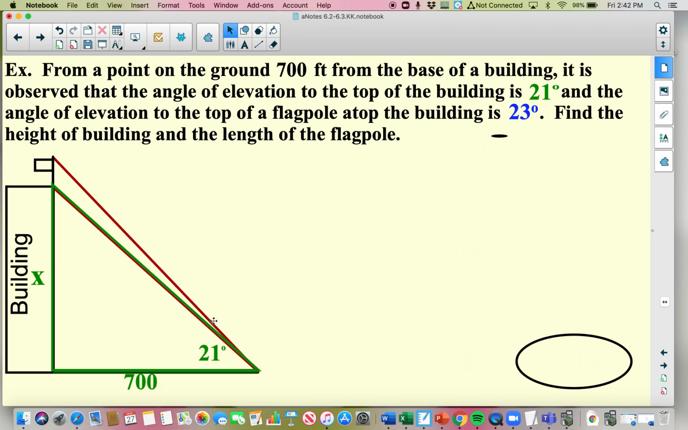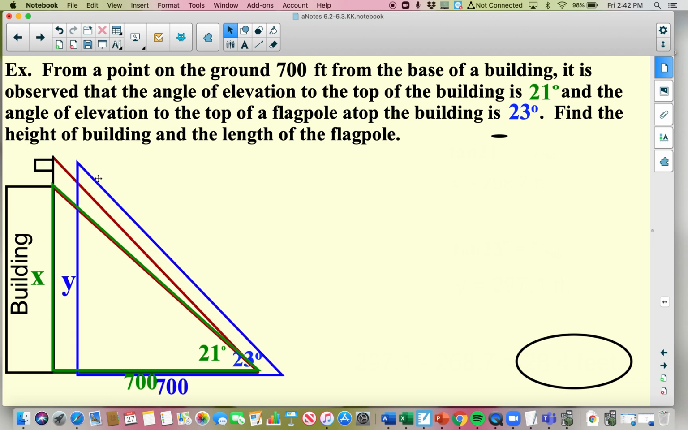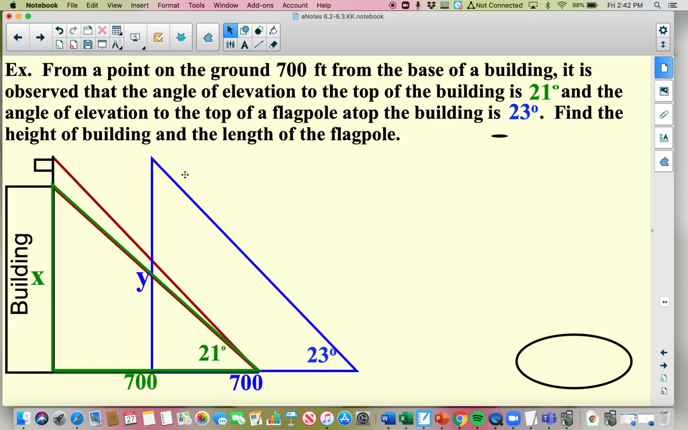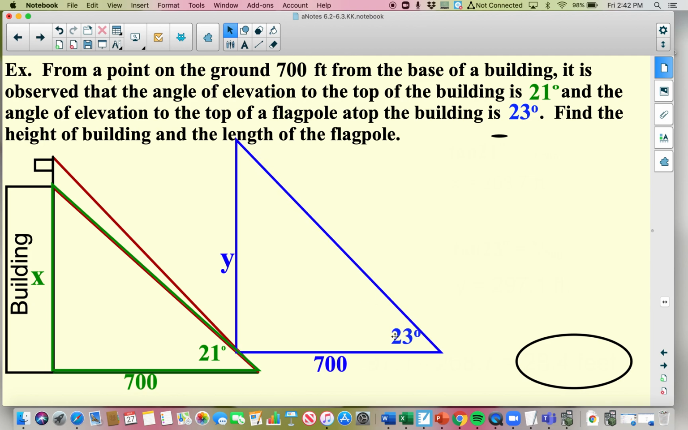Okay, the angle of elevation to the top of the flagpole is 23 degrees. So if I highlight that, and this is going to overlap for a second, I'm going to pull out my blue triangle just a little bit here. You can see this 23 degrees is all the way to the top of the flagpole, and the 21 degrees is just to the top of the building.